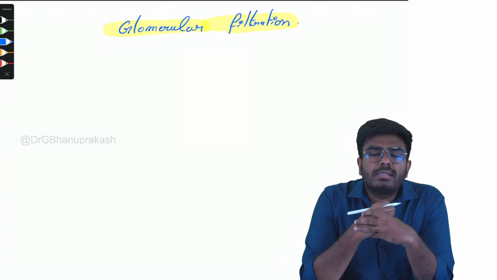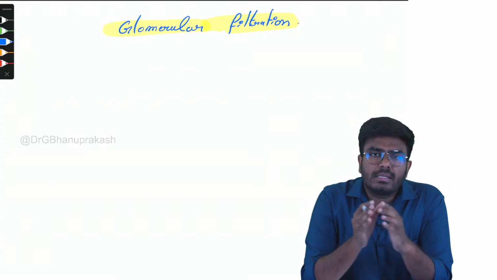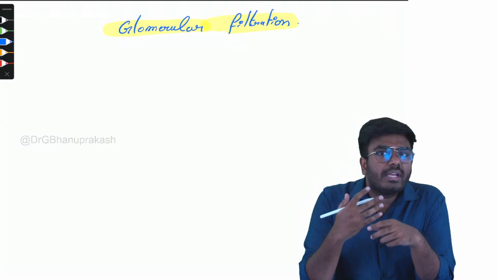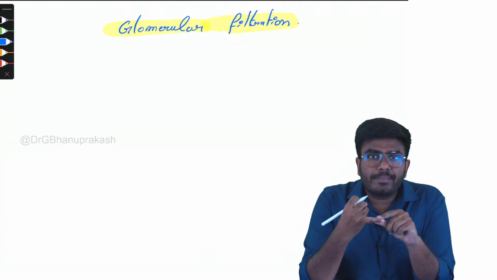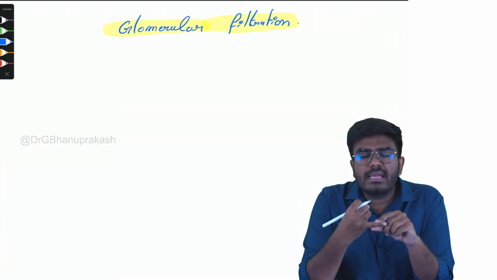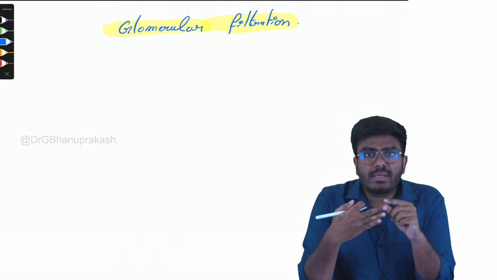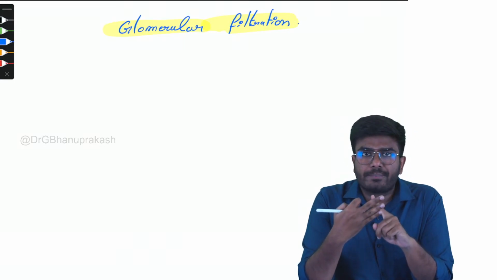Now, see, in the previous class, we discussed that the glomerular filtration barrier is made up of three components. What are the three components? First one is the endothelial layer, which is present in the glomerular capillaries. Second one is the glomerular basement membrane. And third layer is the podocyte layer. So there are three layers in the glomerular filtration barrier.